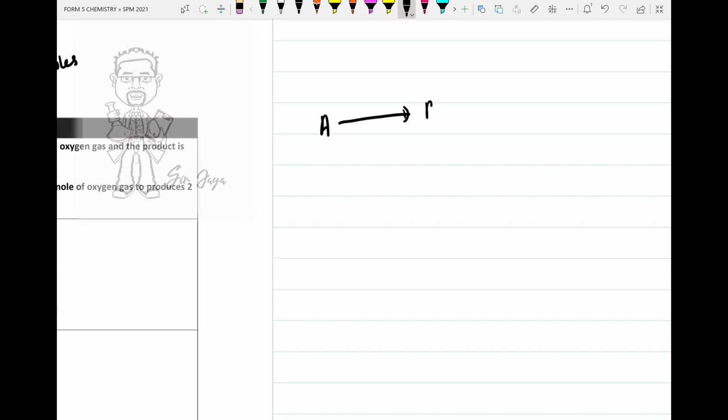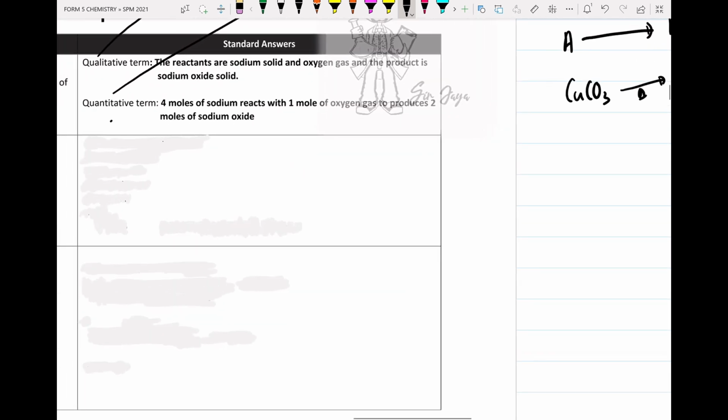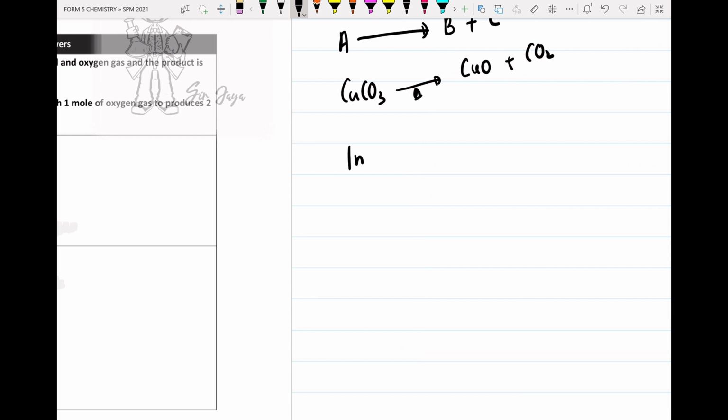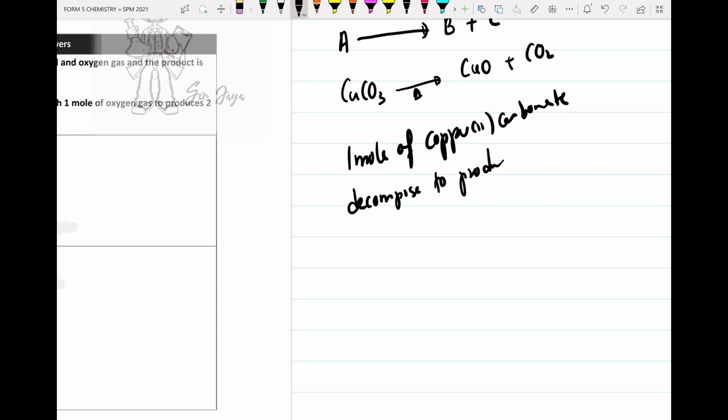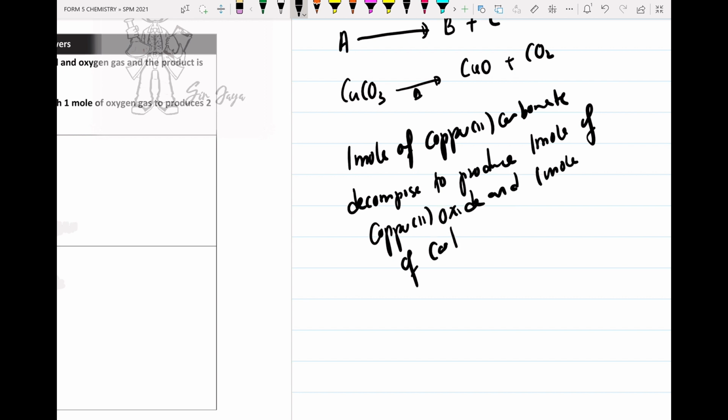When A reacts, it gives you B plus C. Let's say copper(II) carbonate reacts and produces copper(II) oxide plus carbon dioxide. How to read this in quantitative terms? So 1 mole of copper(II) carbonate decomposes to produce 1 mole of copper(II) oxide, and 1 mole of carbon dioxide gas is released. So that's how we do quantitative terms.